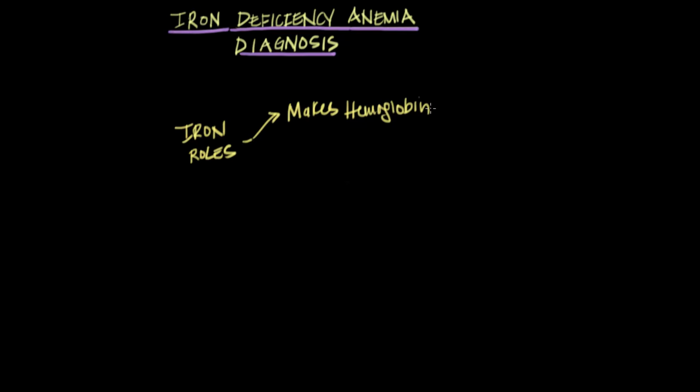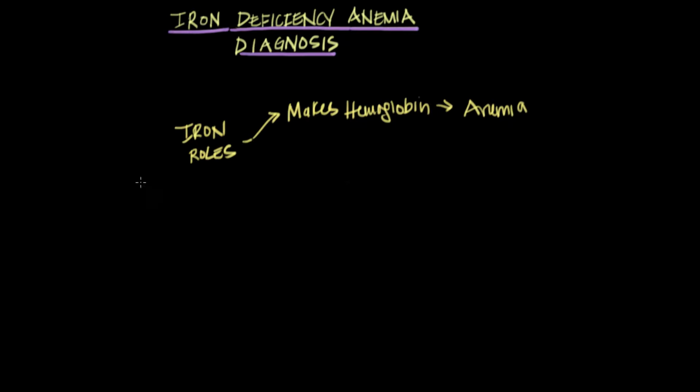And because of that, when a person is deficient in iron, they have troubles making hemoglobin, and that leads to anemia. And so the patient will present with signs and symptoms typical of anemia, such as fatigue, weakness, looking pale, feeling short of breath, right?